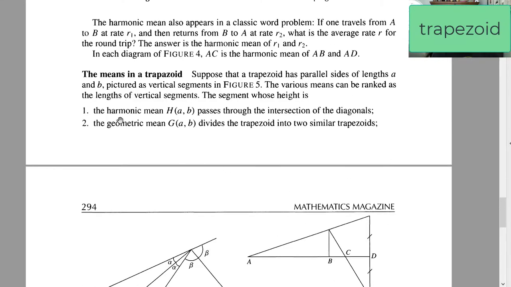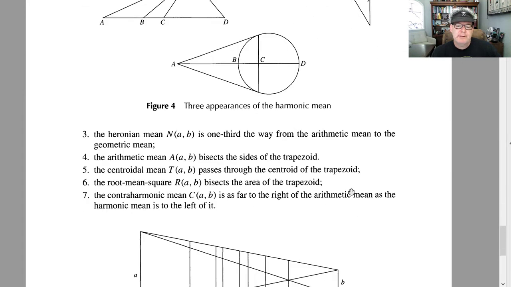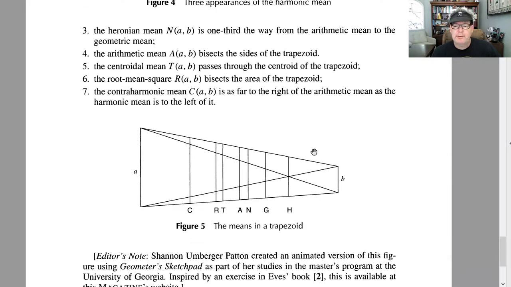then the harmonic mean passes through the intersection, and the geometric mean makes it so that you'd have similar trapezoids, right? So if you have these two diagonals for the trapezoid, the harmonic mean is going to be at that intersection. The geometric mean makes it so that the ratio is the same, so that they're similar. And the arithmetic mean bisects.